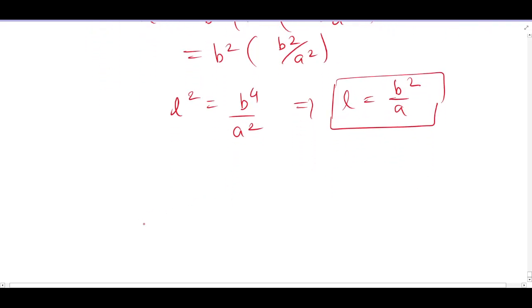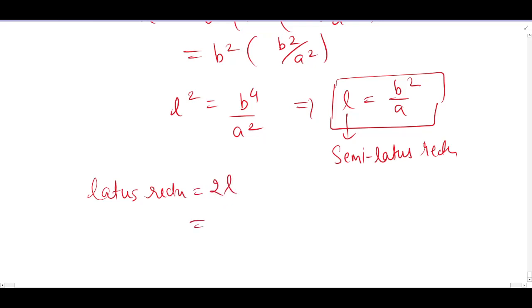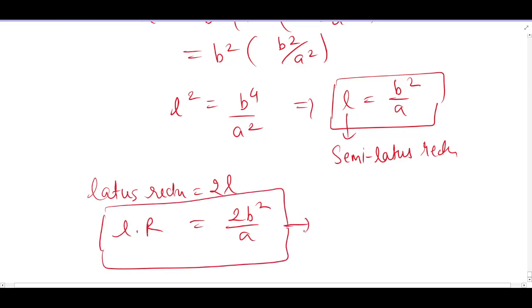This is the semi latus rectum. So latus rectum will be 2 times L, which is equal to 2b square by a. So latus rectum is 2b square by a for an ellipse. So this was about ellipse.